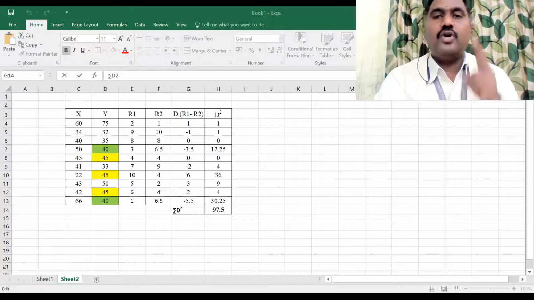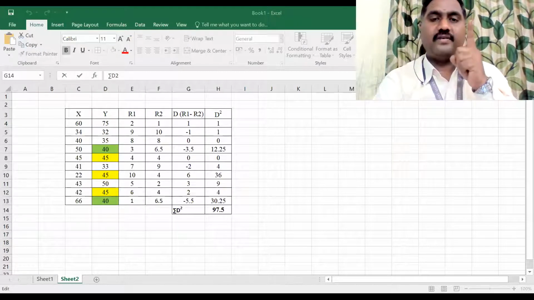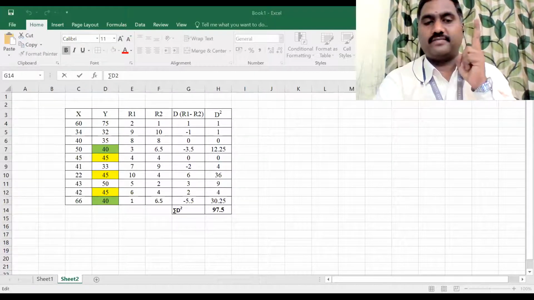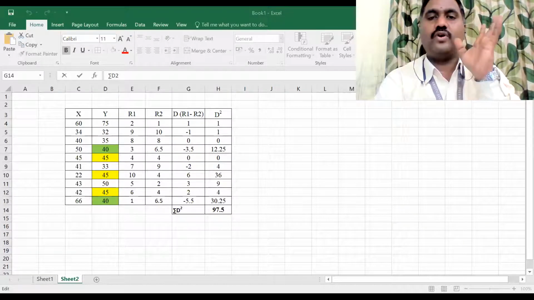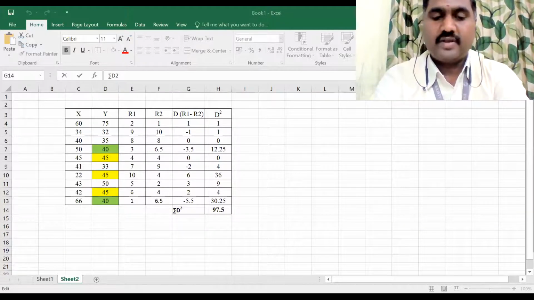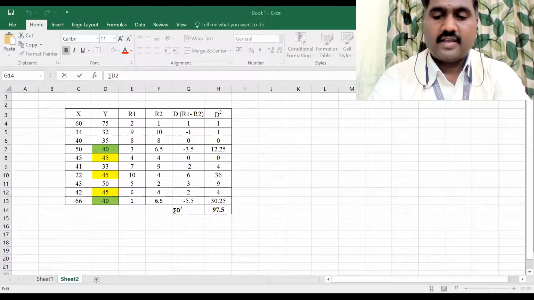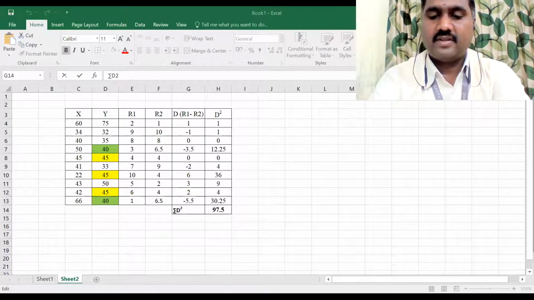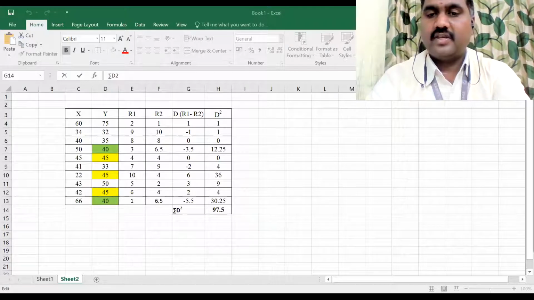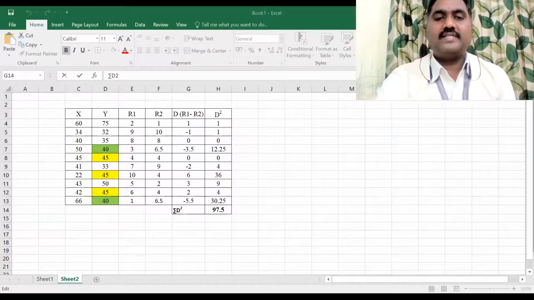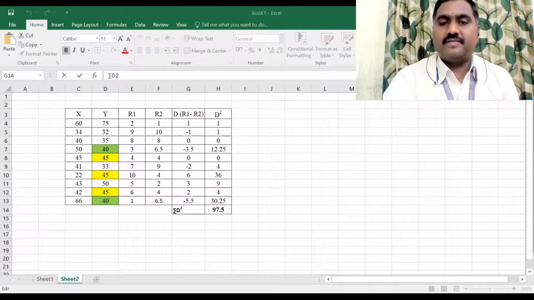Very good, Abhinav, because two values are repeated. One is 45, another one is 40. So you have to put 2 times that 1 by 12. So 1 by 12 into m power 3 minus m, again plus 1 by 12 into m power 3 minus m, and then divided by n power 3 minus capital N. Okay, this is the formula, right? Everyone can see the formula in the Word document which I shared.